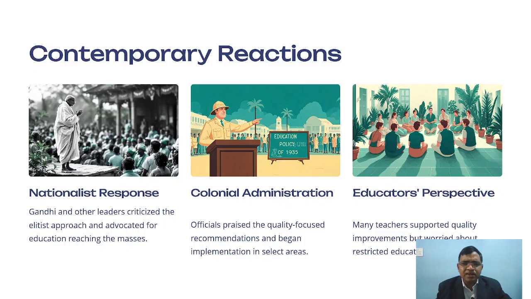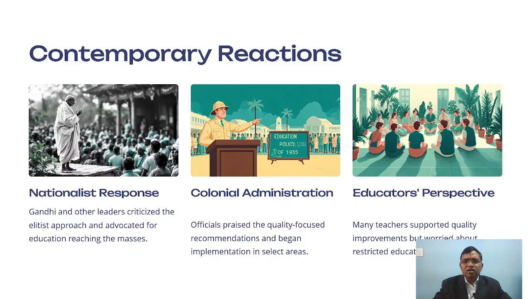Then contemporary reactions. What are the reactions? Nationalist response. Gandhiji and other leaders criticized the elite approach and advocated for education for the masses. Because of the strict norms, whether at secondary, higher secondary or university level, they restricted education and restricted people from entering higher education. So this is the nationalist response.